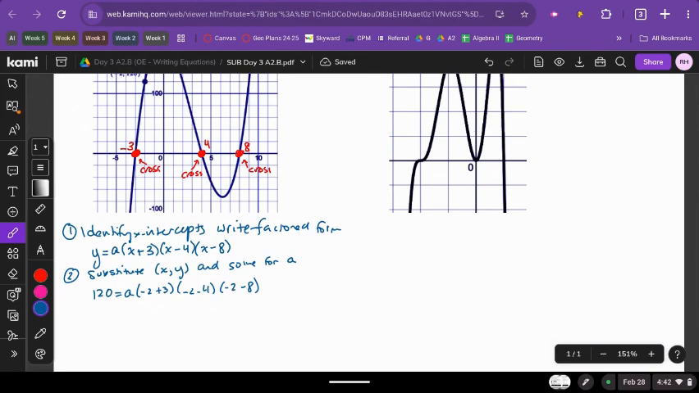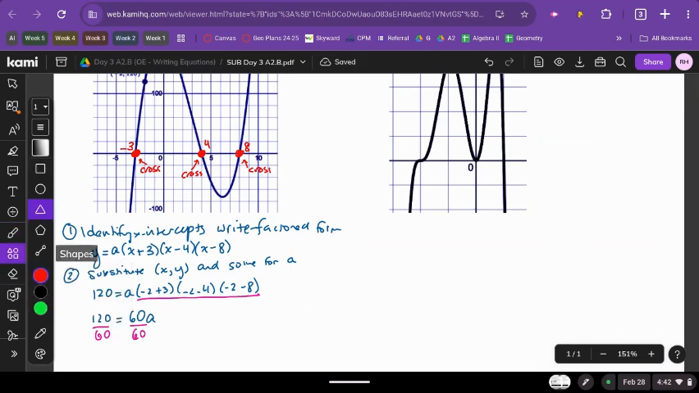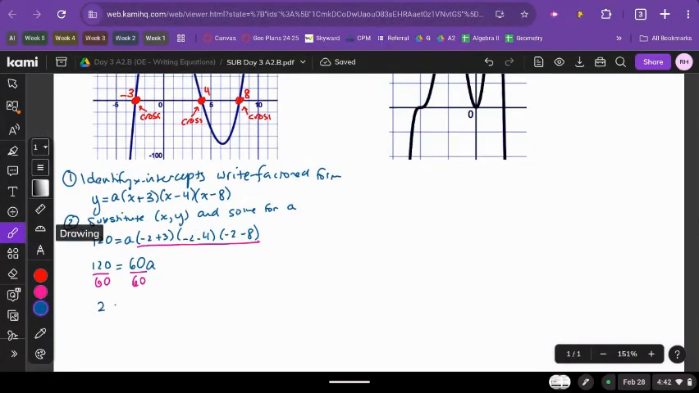So when I type this whole thing into my calculator, it gets 60. So I have 120 is equal to 60a. So then I can just divide both sides by 60. And I get that a is equal to 2. So lastly, we want to write the final equation, which is y is equal to 2 times x + 3, x - 4, and x - 8.